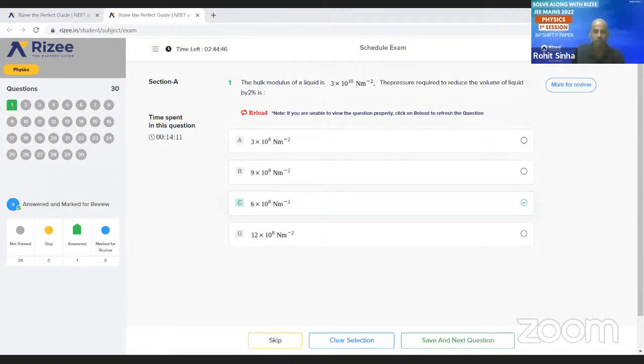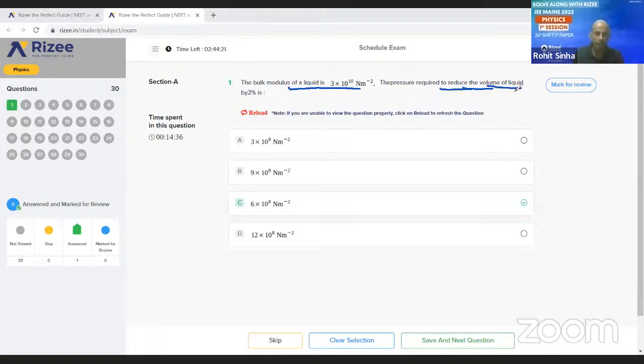So dear students, you can see the first question. The bulk modulus of a liquid is given. What is the pressure required to change the volume of the liquid by a value of 2%? Can anyone try this? Take 30 seconds and try this.